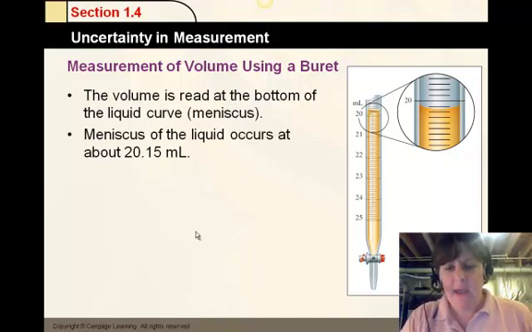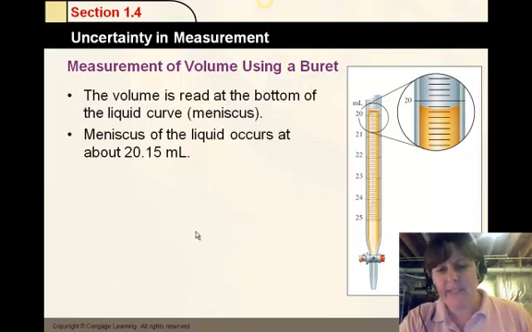And then 0.1, so 20.1 is the first line, and then the 5 is an estimate. We estimated it's about halfway between the first line and the second line. Notice it's between 20 and 21. If you look at the entire burette, you can see that the first line is not a 21. So just keep that in mind.